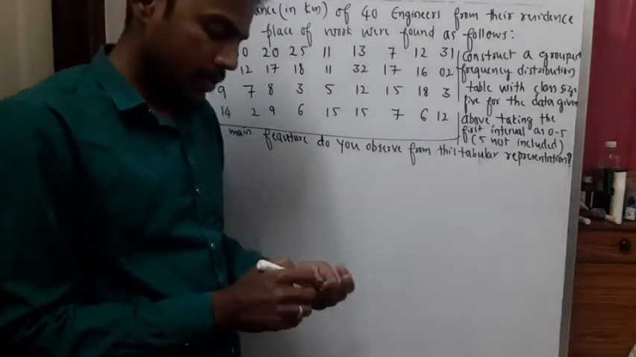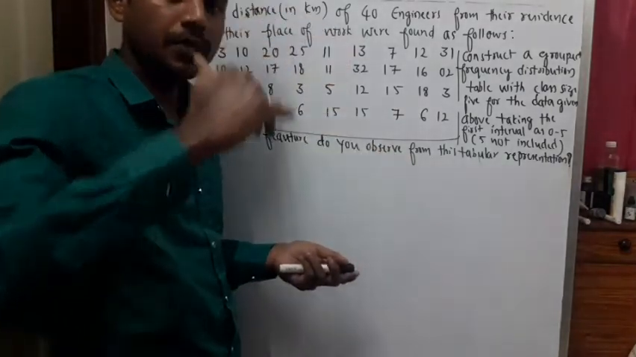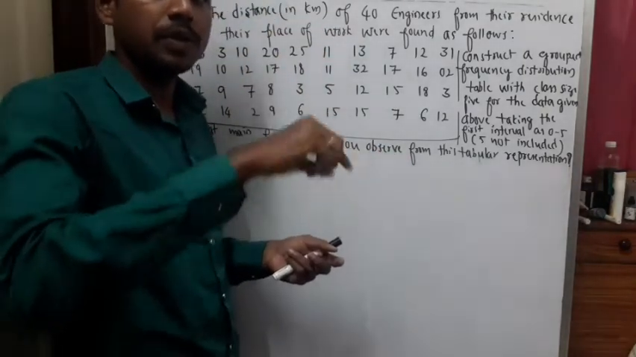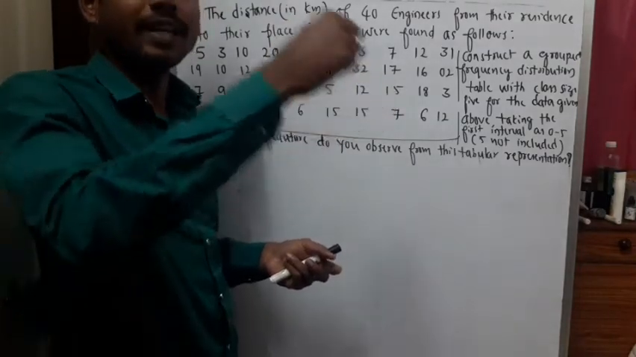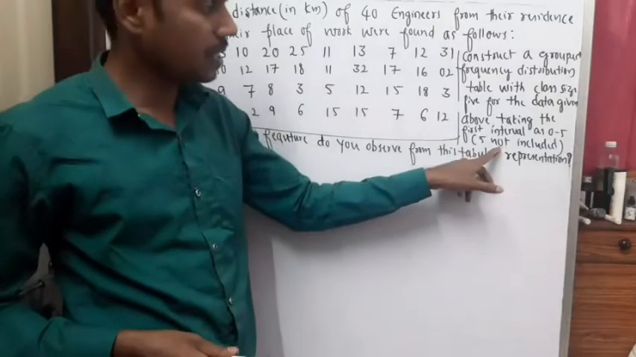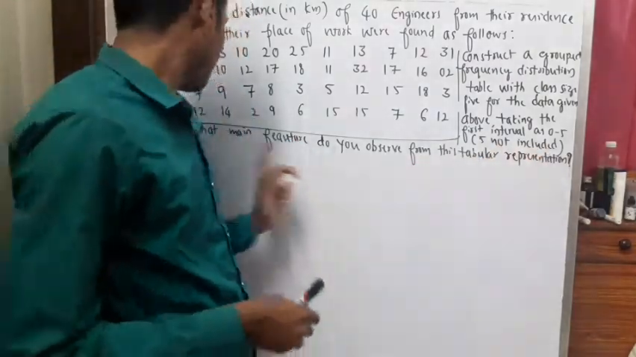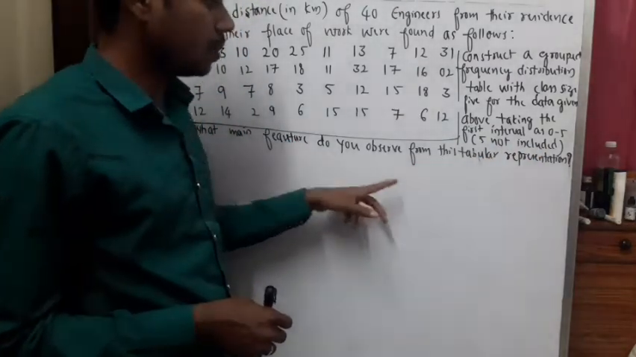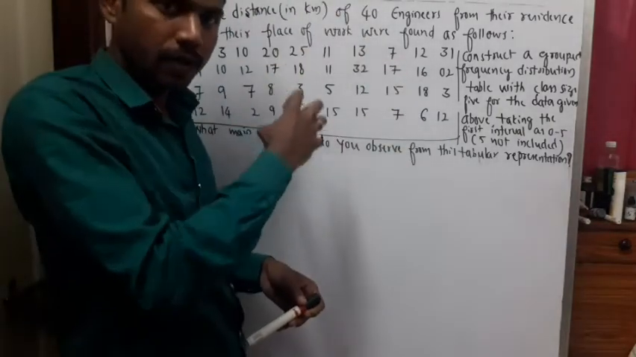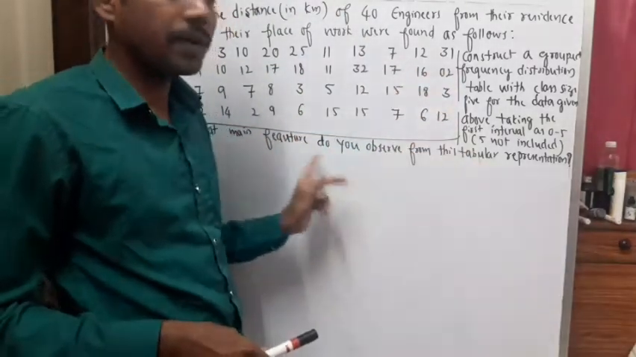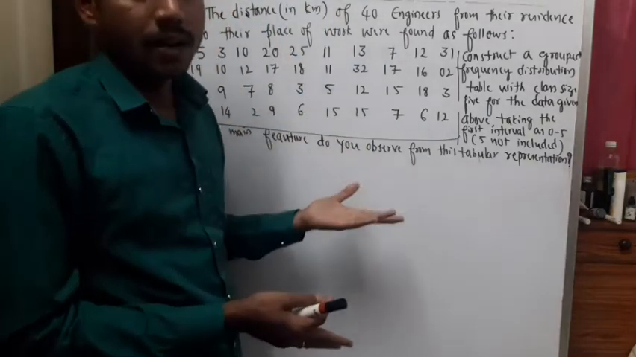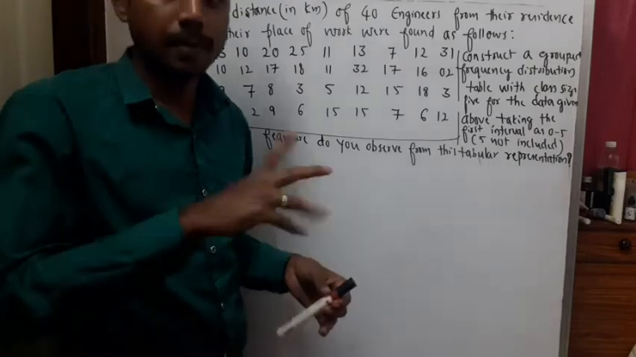We know that in the grouped frequency distribution table, we have 0 to 5, 5 to 10. So if 5 comes, where do we include it? In the next frequency, that is 5 to 10. That is the reason they have mentioned 5 is not included. So what main feature do you observe from this tabular representation? First we represent this in the form of a table, then we will decide what is the main feature of that particular representation.